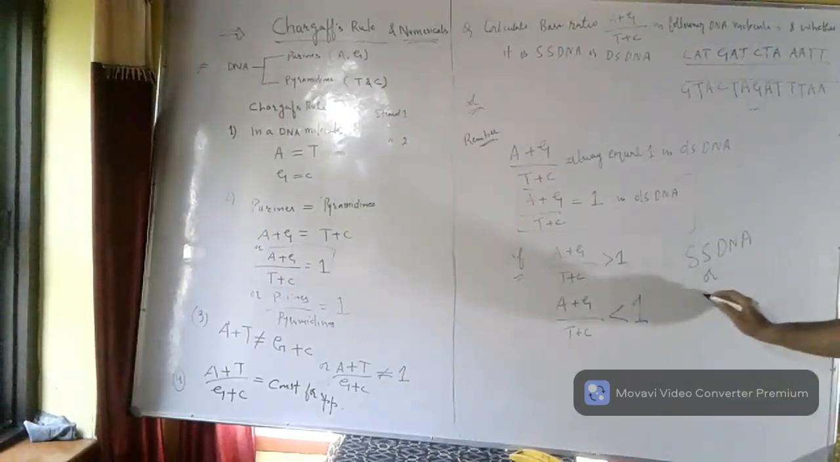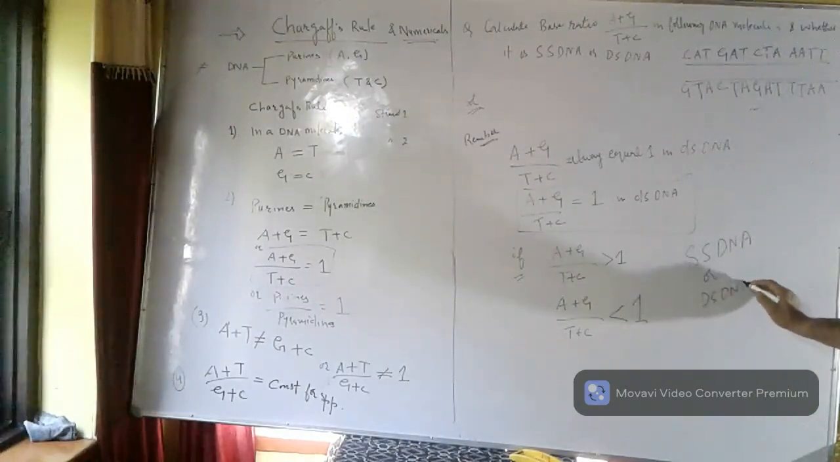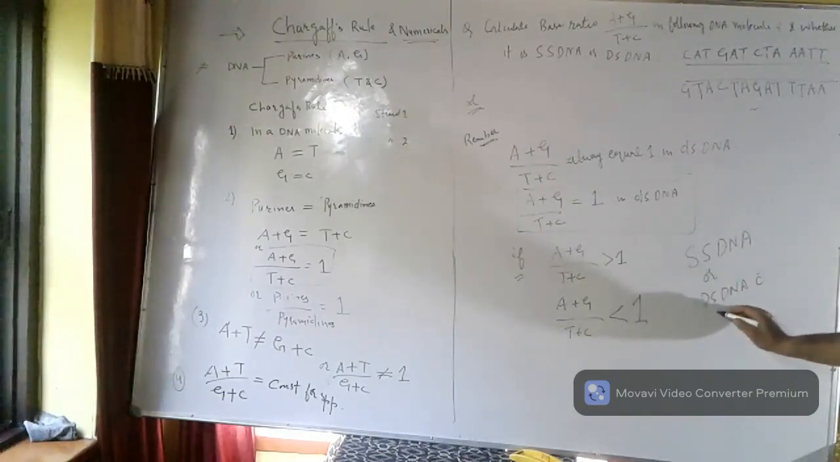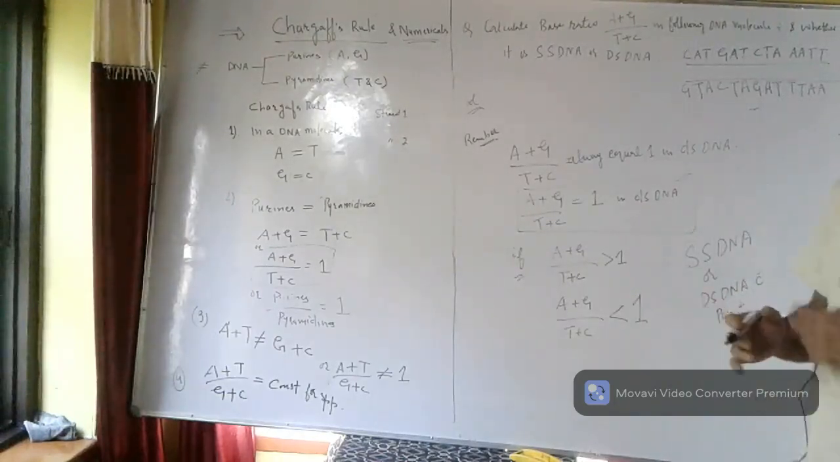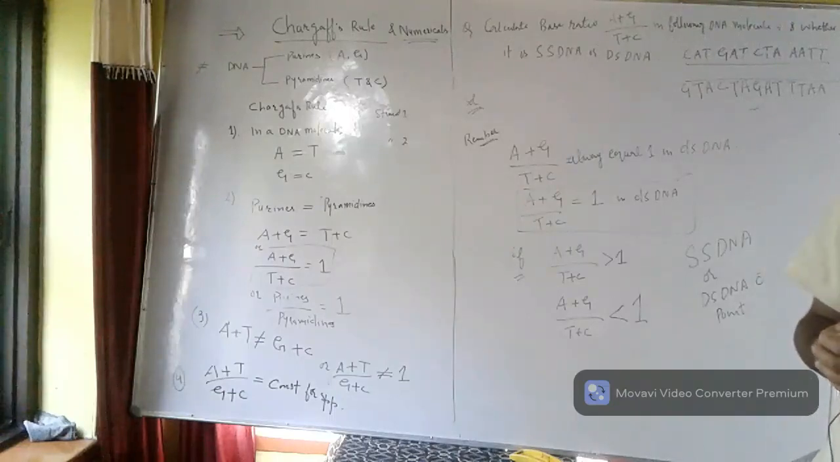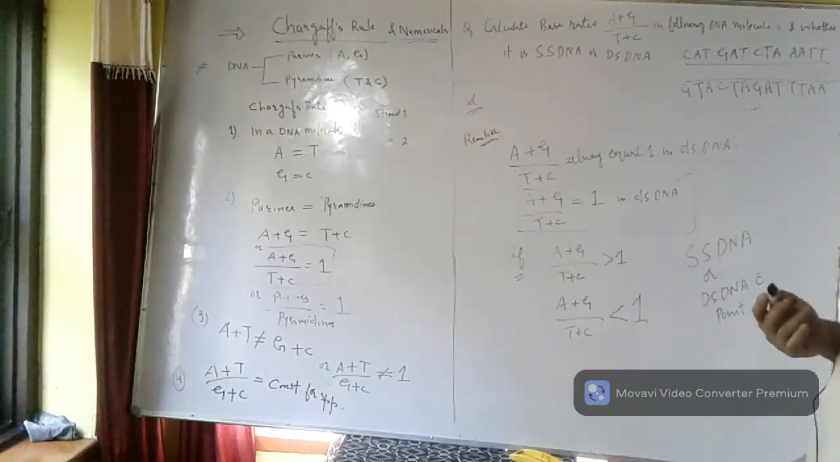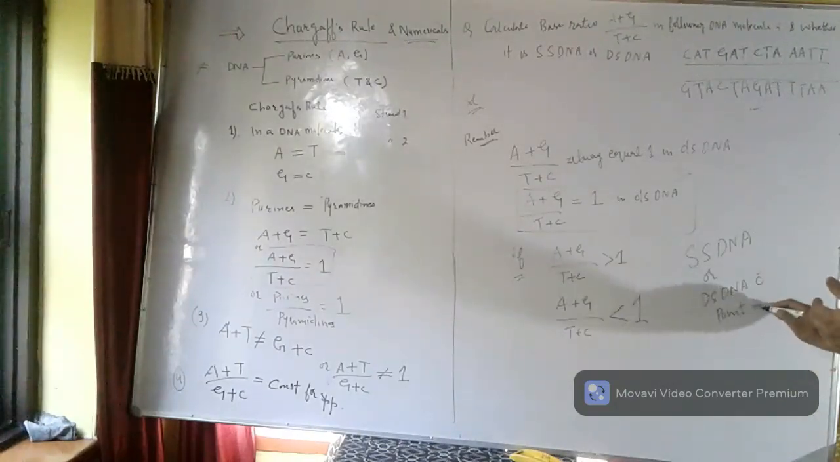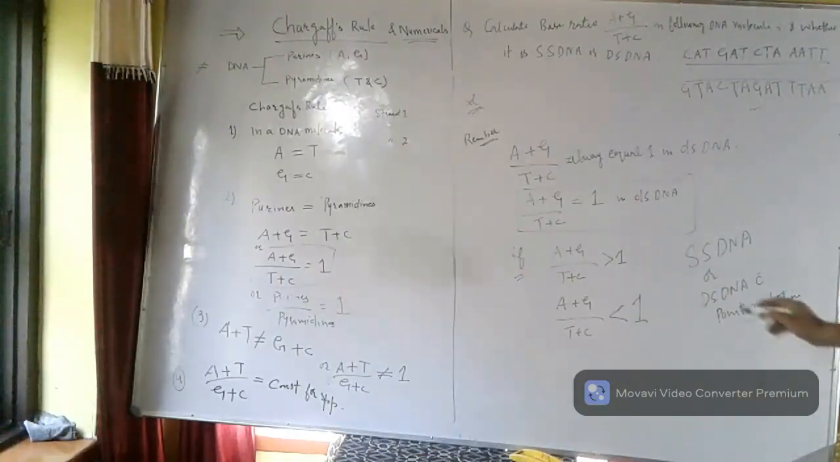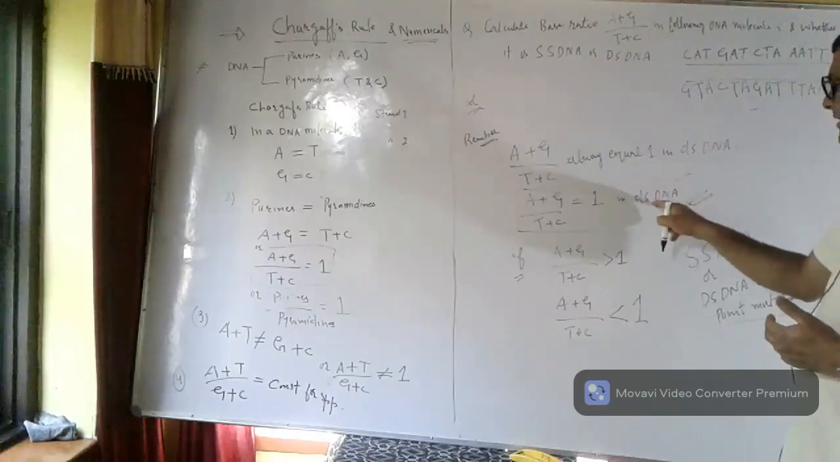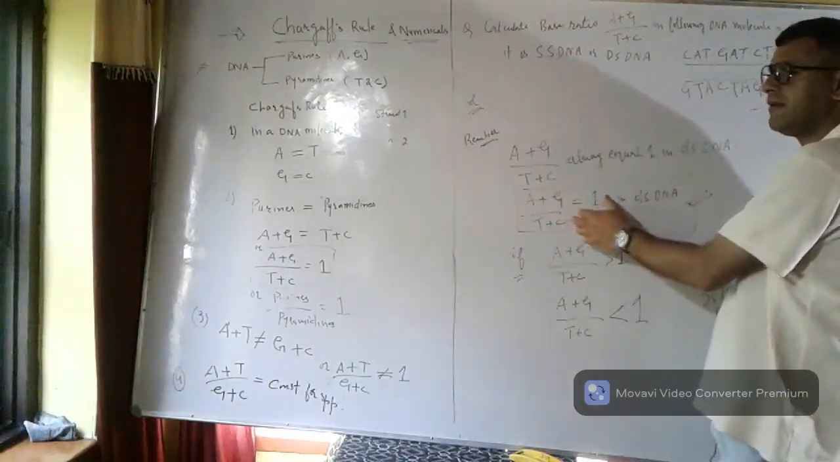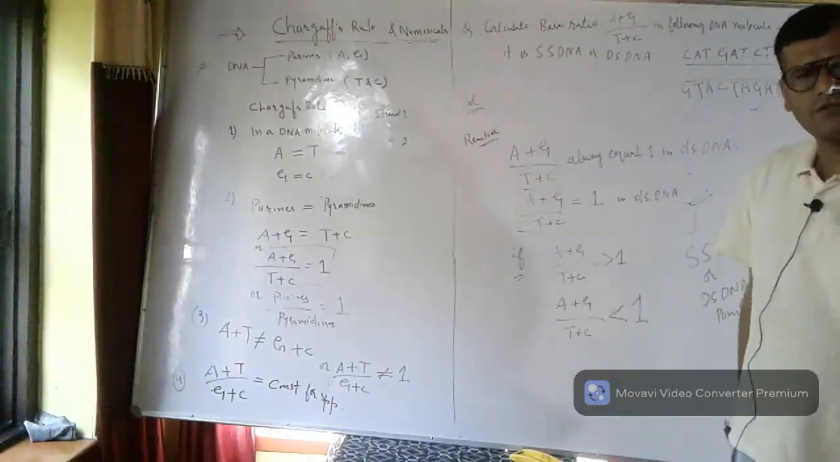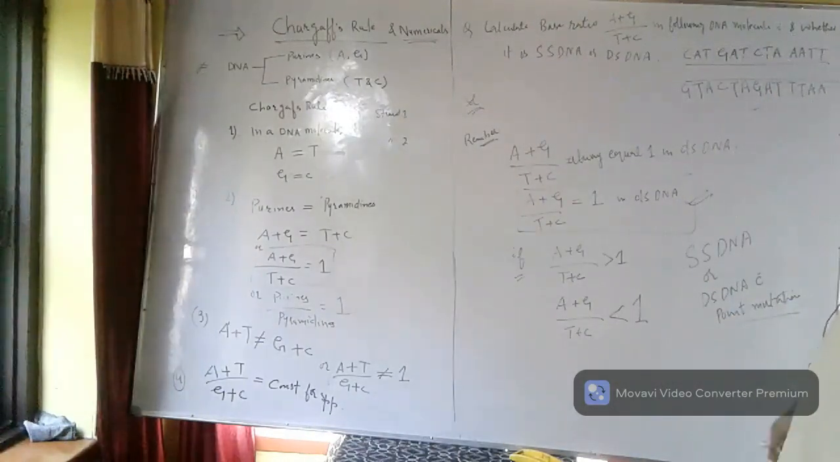So it would be a double stranded DNA with gene mutation or point mutation. Point mutation means there is an alteration in the number of the bases, either addition of the bases or deletion of the bases. That is a double-stranded DNA molecule with point mutation. So strictly, when purine by pyrimidine is equal to 1, the DNA molecule is strictly double-stranded. This you have to remember.